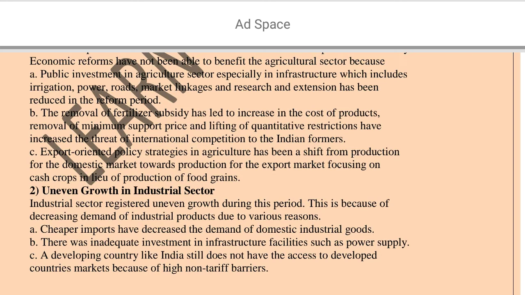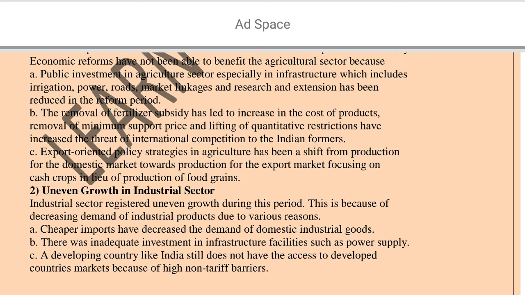Then there was uneven growth in the industrial sector. The industrial sector registered uneven growth during this period, meaning there was fluctuation because of decreasing demand for industrial products due to various reasons. The reasons were that cheaper imports have decreased the demand for domestic industrial goods as the economy was opened, so there was competition, and there were substitutes available for industrial goods produced by Indian producers. So the cheap imports have decreased the demand for Indian products.